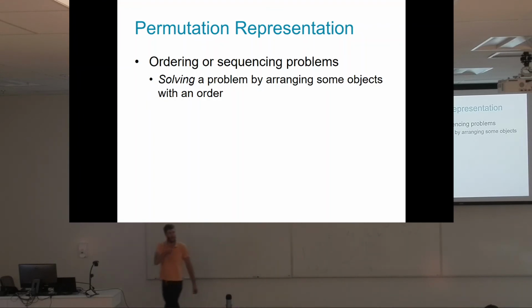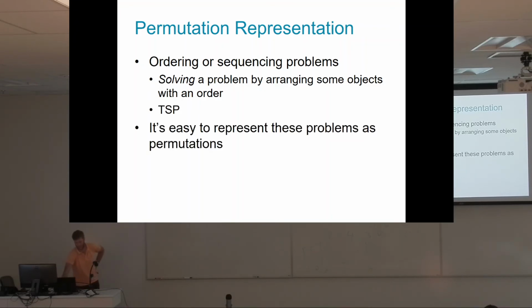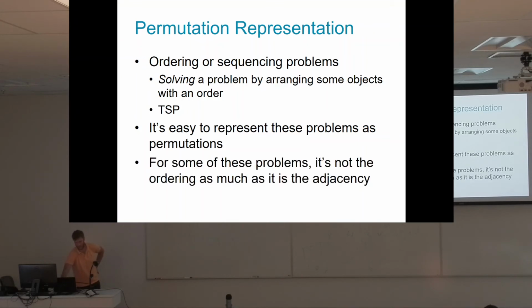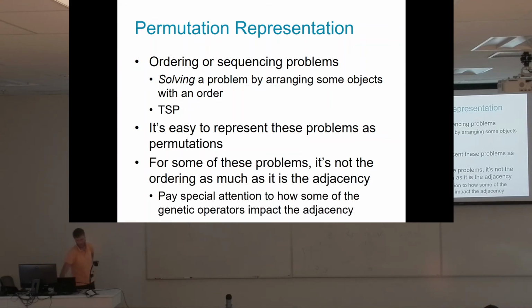But have that in mind, and what I want you to consider is, remember, it's the relative positioning of the cities that matters. So with TSP, it's easy to represent these problems as permutations. For some of these problems, it's not order as much as it is the adjacency. That's what I just ranted about. Pay special attention to how some of the genetic operators impact the adjacency.